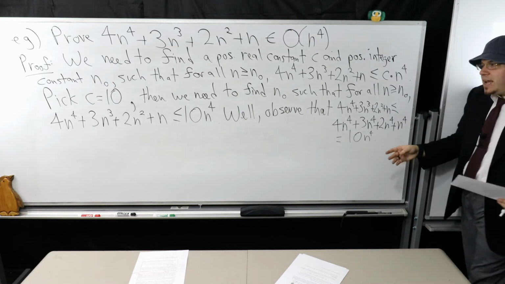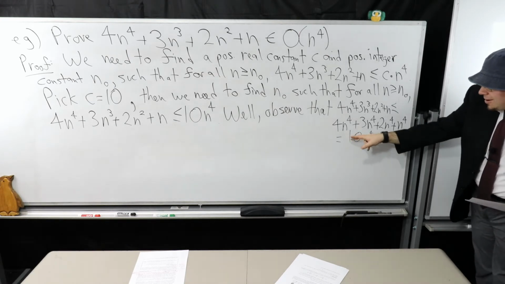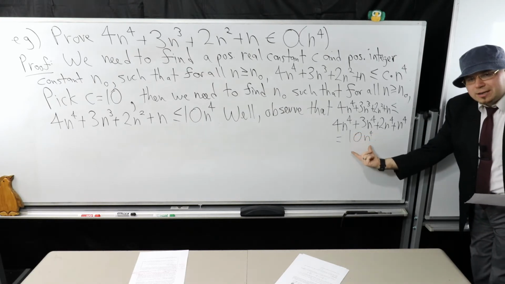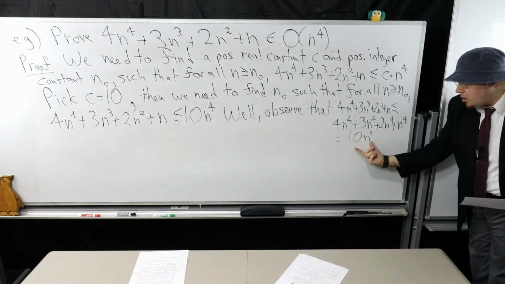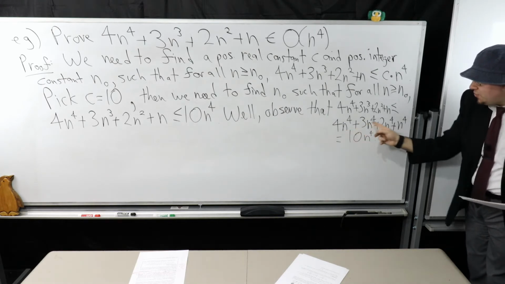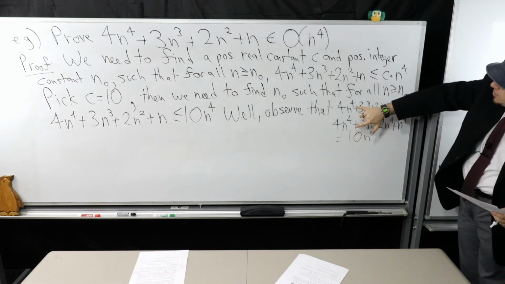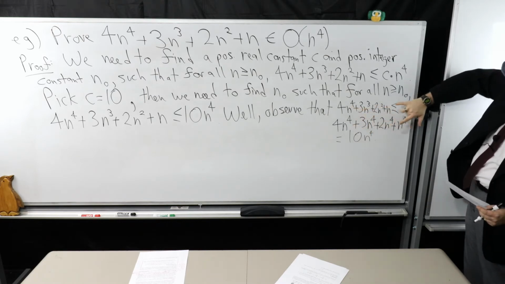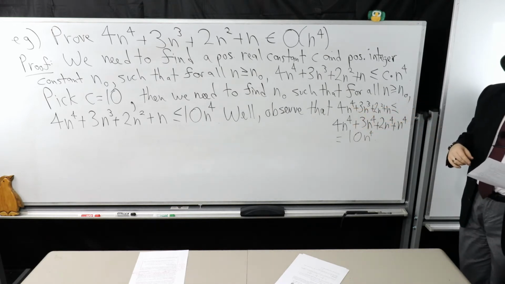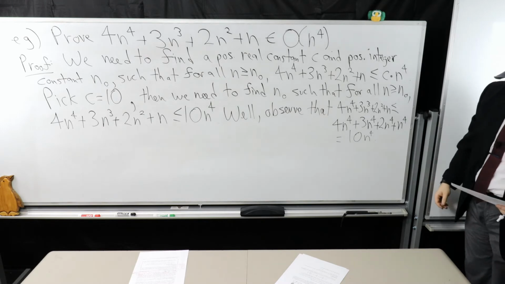You see where c came from now? All I've done is I've distributed 10 n to the power of 4. I split it apart into these 4 different terms. Then what I'm going to do is compare each one of these against each one on the left-hand side of the inequality.